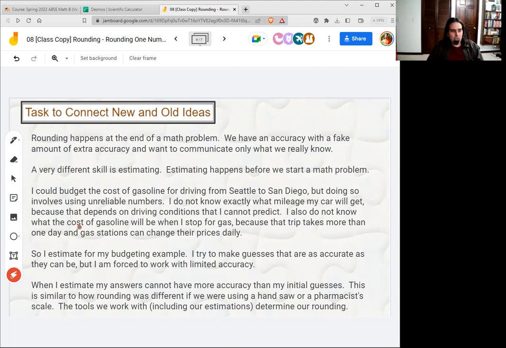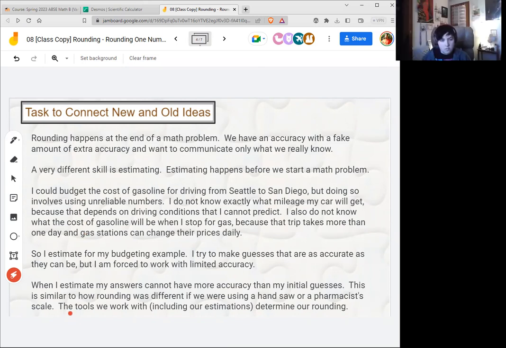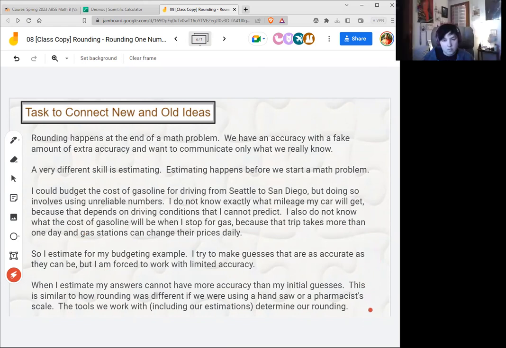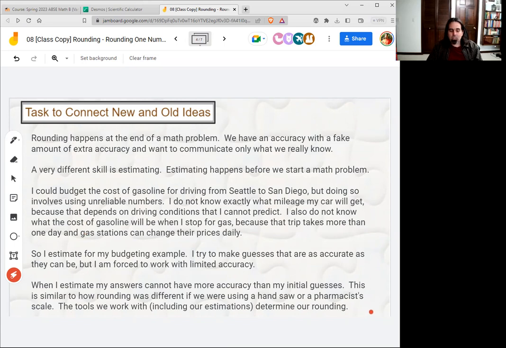I don't know what the cost will be. I can look it up today on the internet, but this is a multiple day trip. I might have to buy gas 2 or 3 days, and that might change. So I can do my best. I can pick numbers that I think are as accurate as they can be, but my numbers will be guesses. And so estimating is something that will limit the accuracy of those initial numbers, just like your tool, the handsaw or the pharmacist scale. It will be a clue as to what kind of accuracy is reasonable when we get to the end.